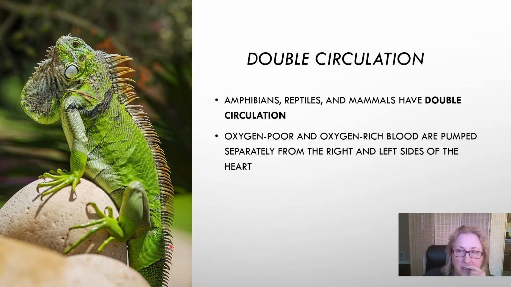Double circulation is what we have and what amphibians and reptiles and all the mammals have, and birds. And this means that there's two separate circulatory systems. One circulatory system is pumping blood to the lungs, and the other circulatory system is pumping blood to the rest of the body.